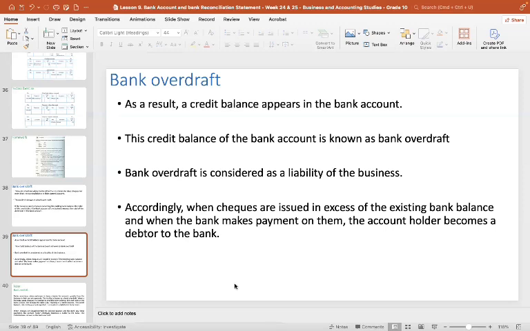Whereas bank loans, you can pay in installments and you can settle it over a long period of time. And bank loans, usually you are taking it for larger developments. Let's say you want to renovate your shop or you want to build your shop. But when you take a bank overdraft you are taking it for your working capital purpose.